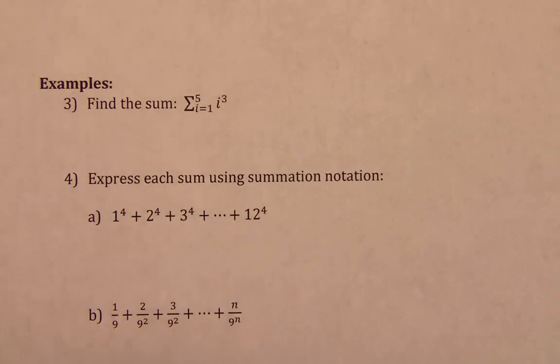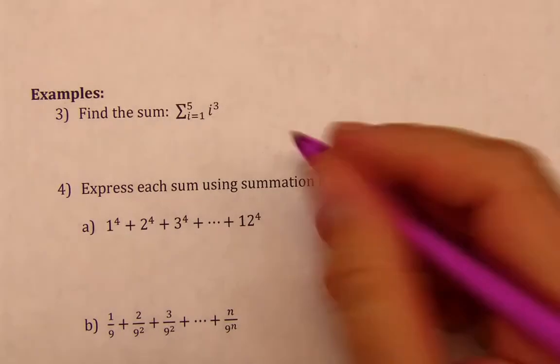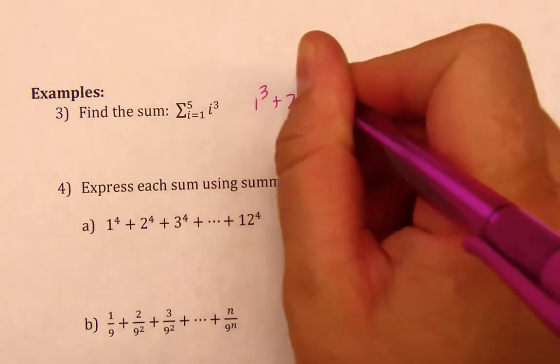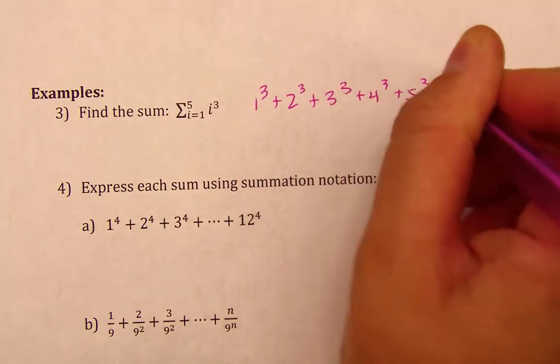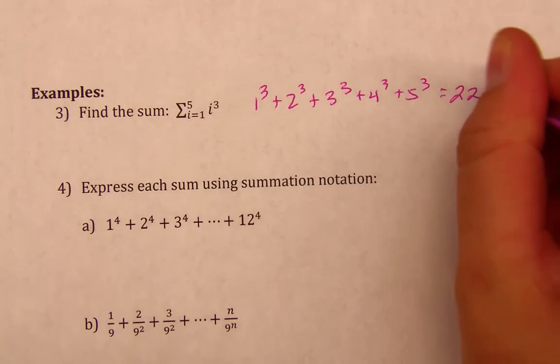So it says find the sum from 1 to 5 of I cubed. So we have 1 cubed plus 2 cubed plus 3 cubed plus 4 cubed plus 5 cubed. And that's equal to 225.